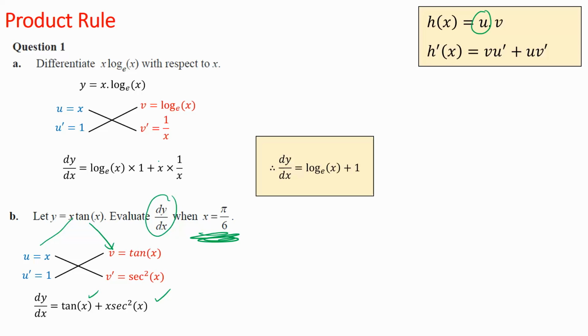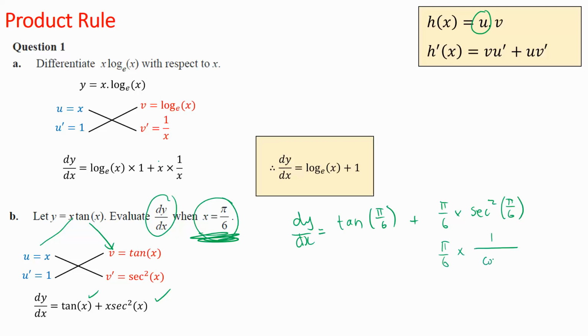So now pi on 6, you have to find the value of this. You've got dy/dx at pi on 6. When x equals pi on 6, you've got tan of pi on 6 plus, now remember x is pi on 6, multiplied by sec squared of pi on 6. And this is where a lot of students found it difficult in that exam. They're like, I don't know what sec squared of pi on 6 is, but you've got to remember what sec squared represents. What does sec squared represent again? 1 on cos squared. So what this actually means is you've got pi on 6 multiplied by 1 over cos of pi on 6, all squared.